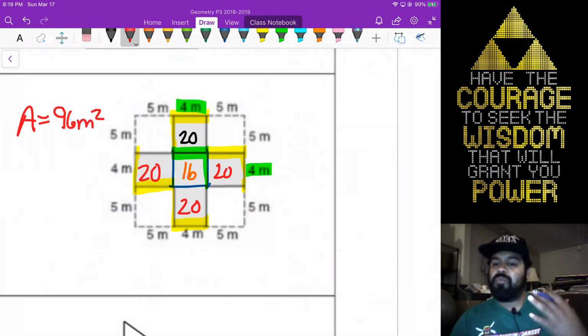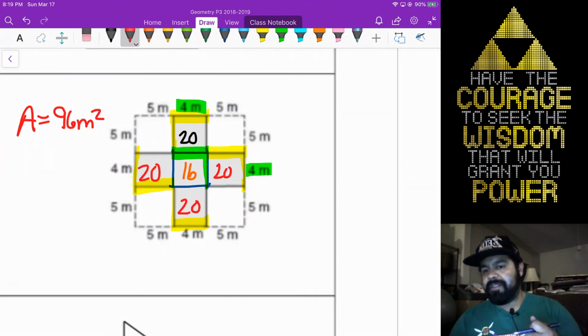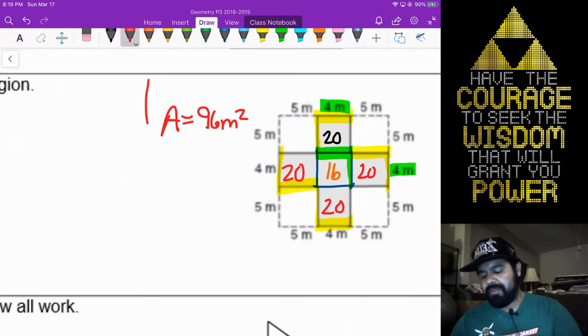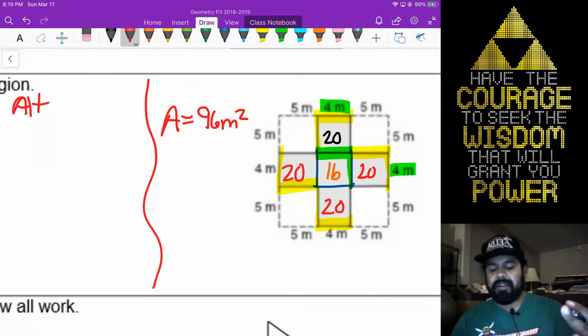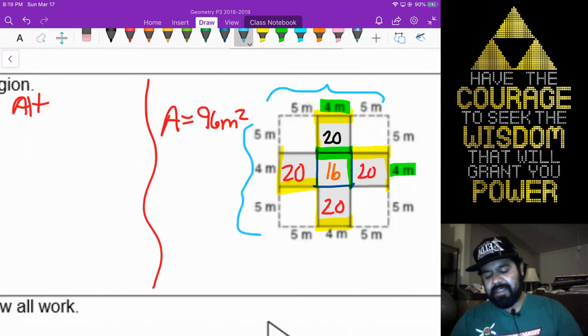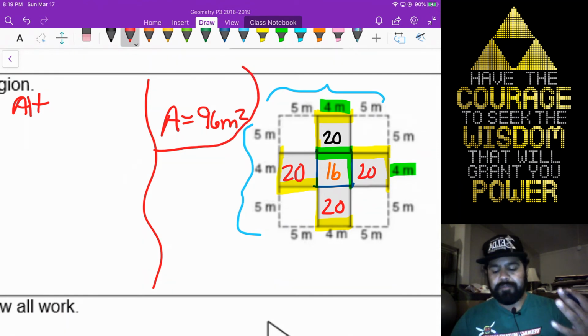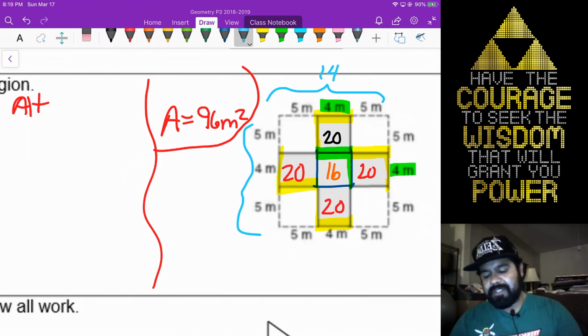Now, that's one way to do it. You can add up the little pieces. The other way is if you say, wait a second, Mr. T, I know I'm dealing with the total shape. So my total shape here is essentially a giant square. If I look at the total side length here and the total side length here, okay, so I could say that I have 5 plus 5 plus 4. I have a 14 by 14.